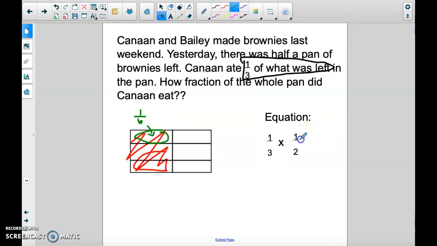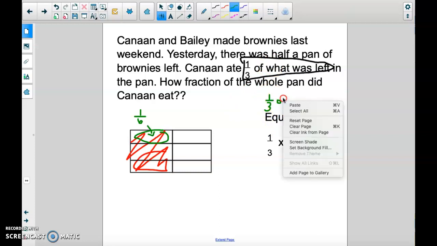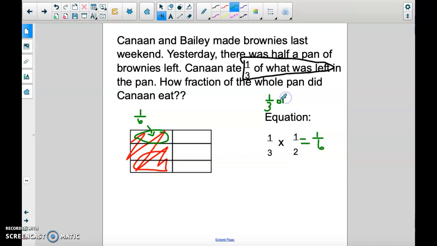Now my equation might look something like this. 1/3 times 1/2 equals 1/6. Because remember, it's 1/3 of what was left. Well, what was left? Half of the pan was left. So I want 1/3 of 1/2, which, as we've talked about, is equal to 1/3 times 1/2. All right.